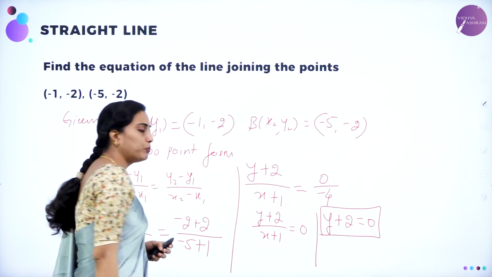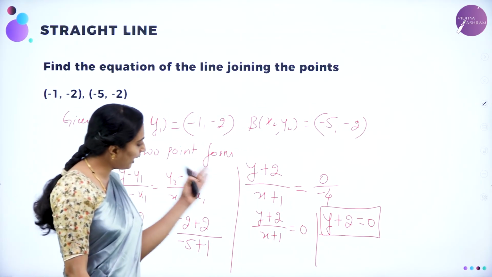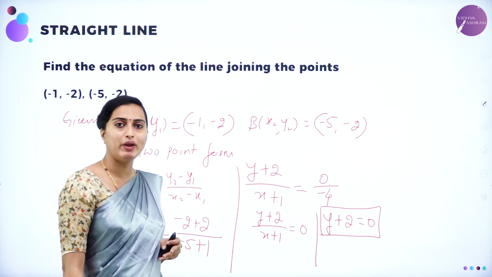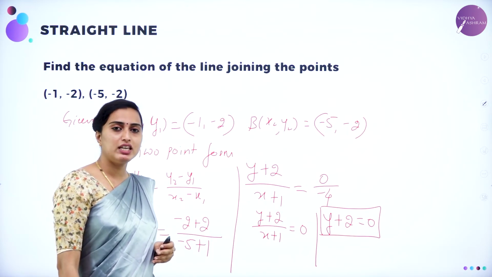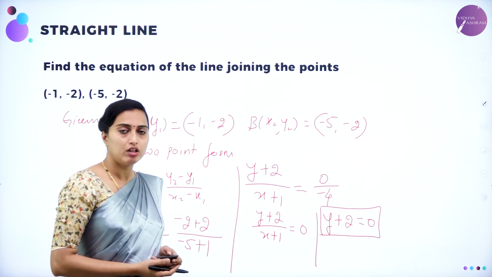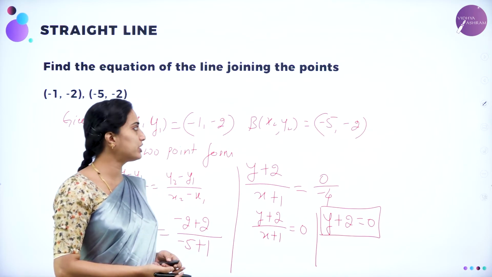Or y is equal to minus 2, which is in the form of ax plus by plus c equal to 0, where a takes the value 0, b is 1 and c is 2. Understood? We'll move on to the next question.